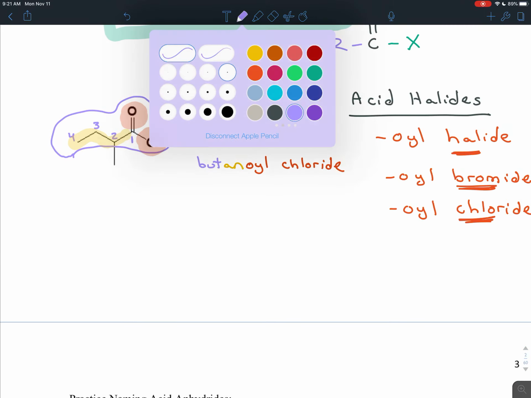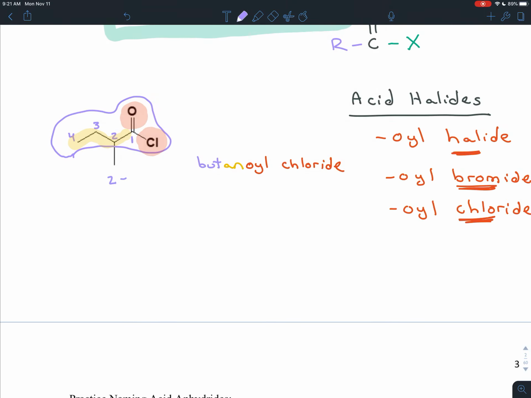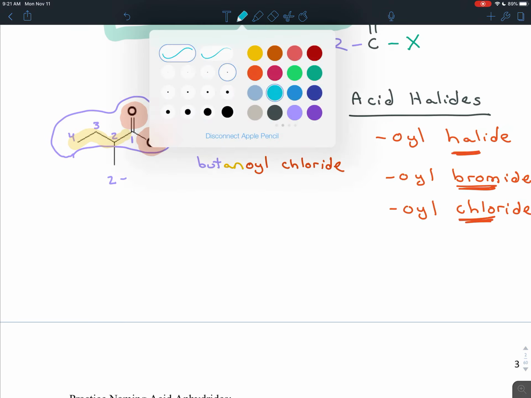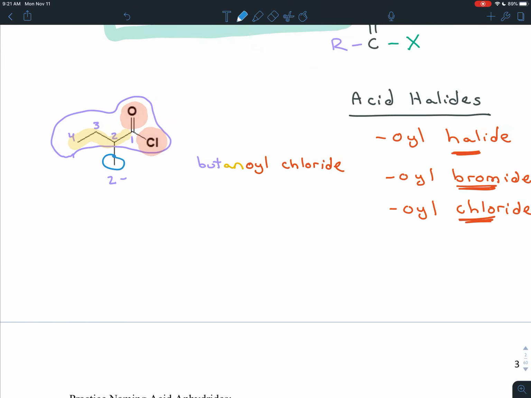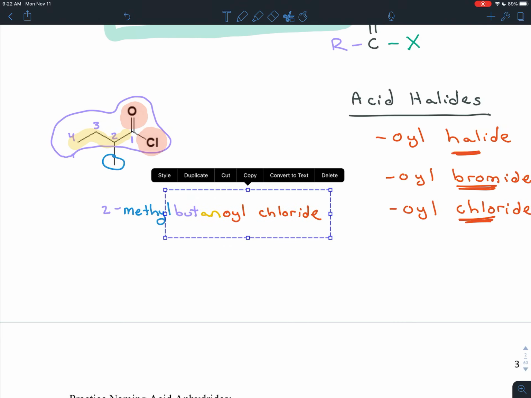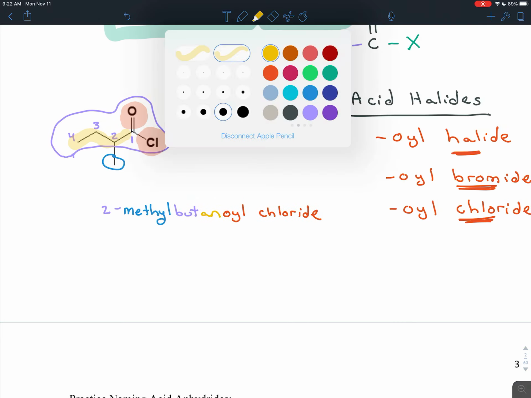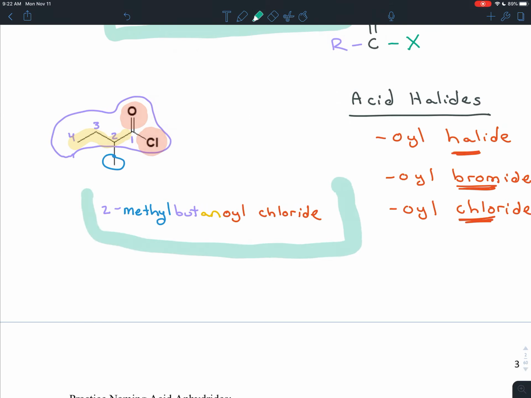We do have a branch. The branch is coming off of carbon number 2. Always between numbers and letters goes a dash. In that branch, there is only 1 carbon. And the prefix for 1 carbon is meth. Because it's a carbon branch, immediately after that prefix comes YL. So you take that branch name and put it in front of the backbone name, and the full name that you'd have would be 2-methyl butanoyl chloride.